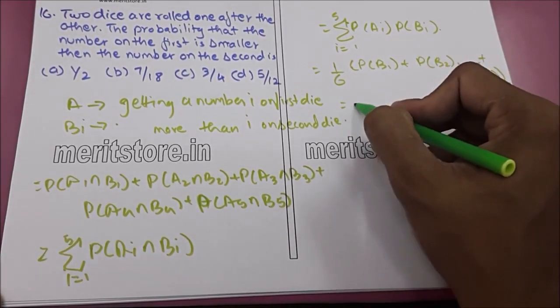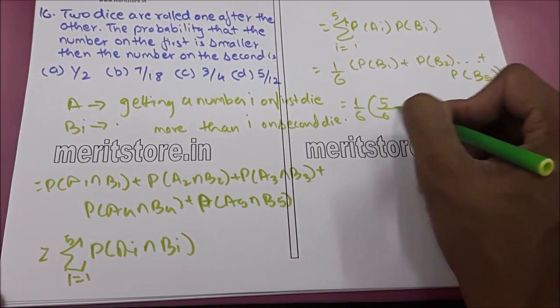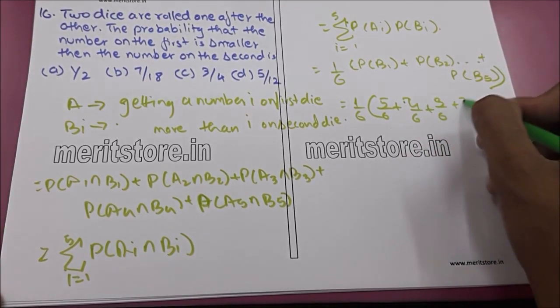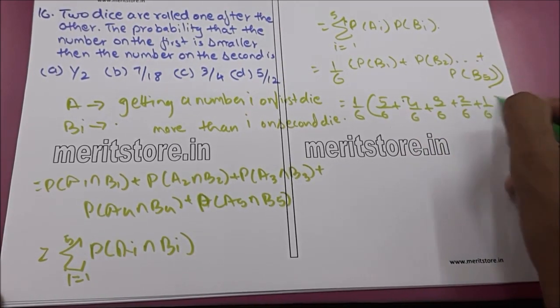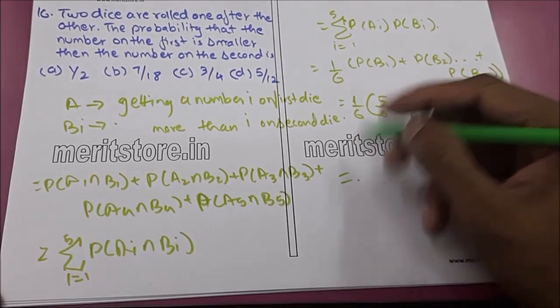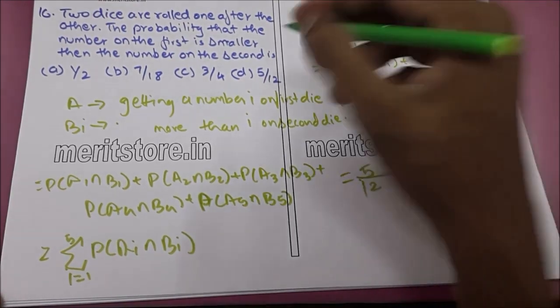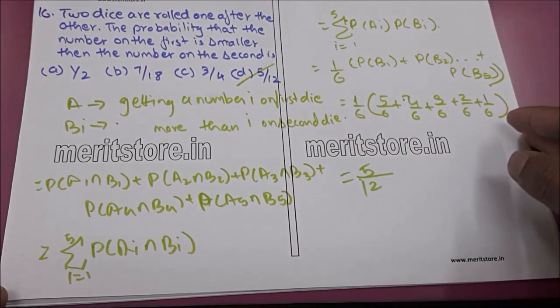We substitute the values, we get 1 by 6 times 5 by 6 plus 4 by 6 plus 3 by 6 plus 2 by 6 plus 1 by 6, which is equal to, we solve this, we get 5 by 12, which is our option D. Option D is the correct answer.